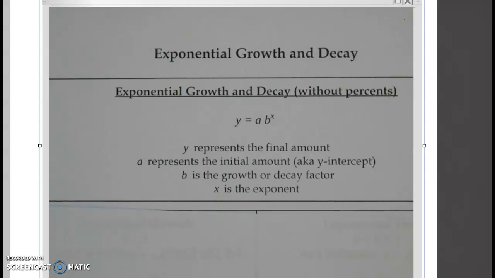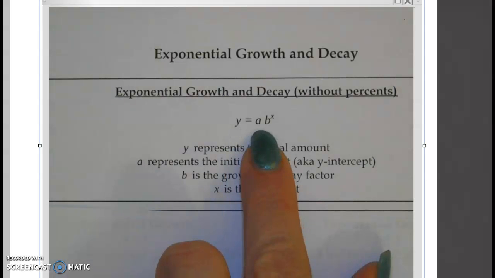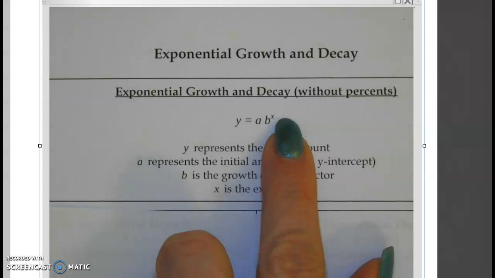Hi guys, we're going to talk about exponential growth and decay today. I think you'll find it very interesting. Now, we're going to talk about the formula first. Here's our formula: y equals a b raised to the x.